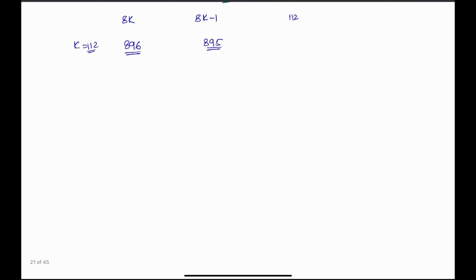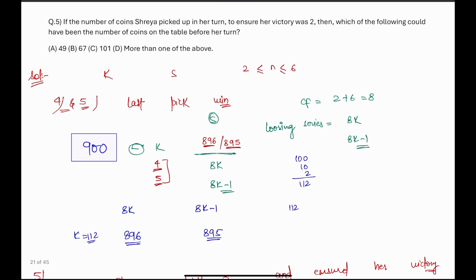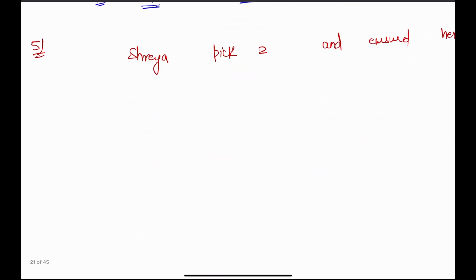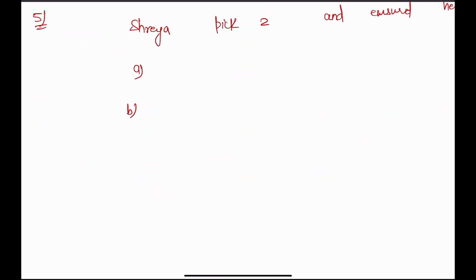Then which of the following could have been the number of coins on the table before her turn? So it's again a simple question. What did Shreya do? Shreya picked 2 and ensured her victory. So she picked 2 and brought the other guy Kushal onto the losing series. That's how she can win. So let's try to understand how many coins were on the table. Let's write the options. The first option is 49, second is 67, third is 101, and the last is none of the above.